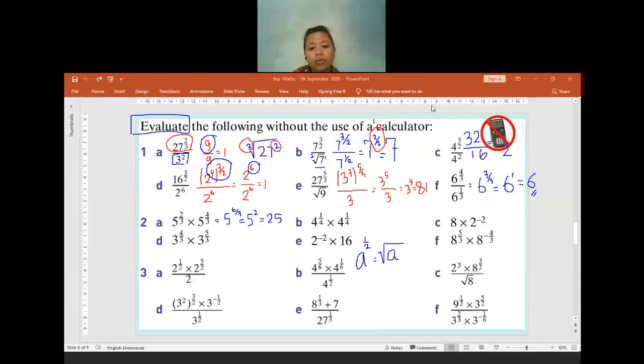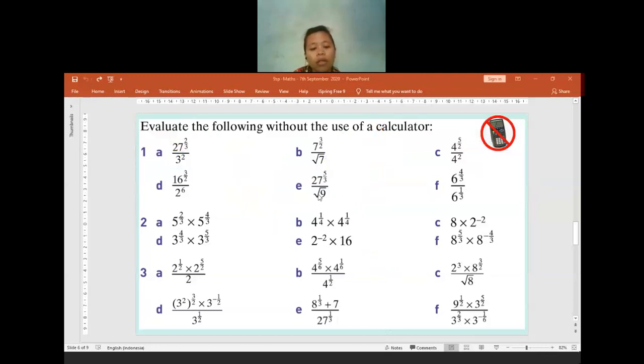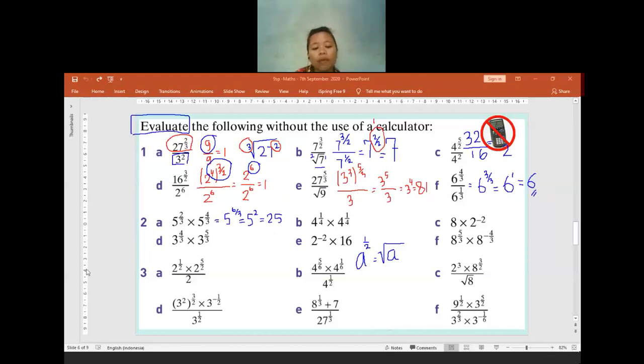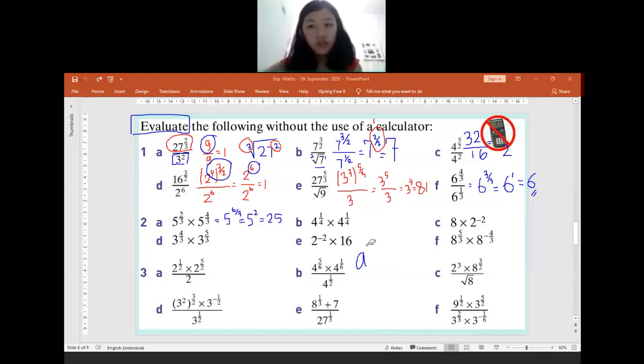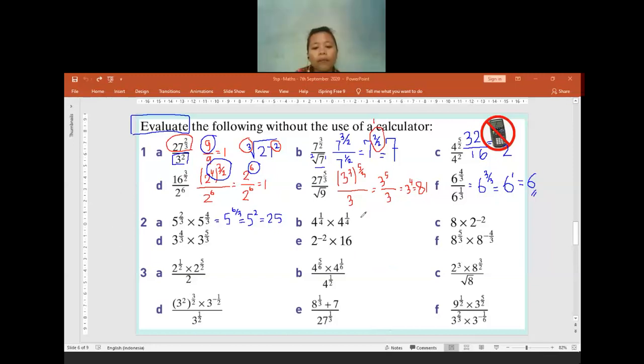For question 2, we have 4 to the power of 1 per 4 times 4 to the power of 1 per 4. So you have the same base. You can simplify this multiplication using the rule that you have learned. So it will be 4 to the power of how many? Half. 4 to the power of a half. How many is 4 to the power of a half? 2. Yes, good job.